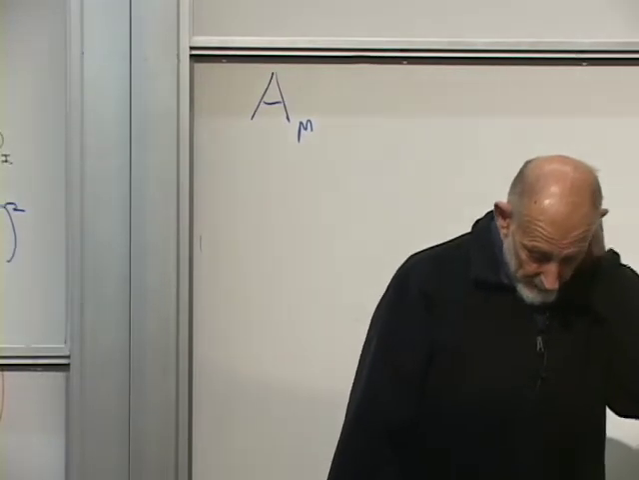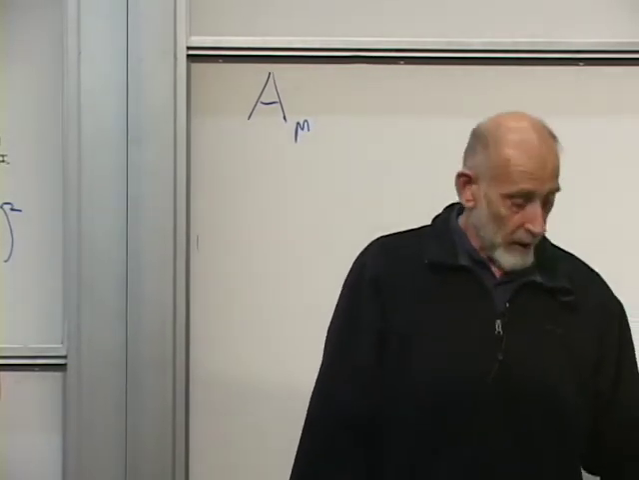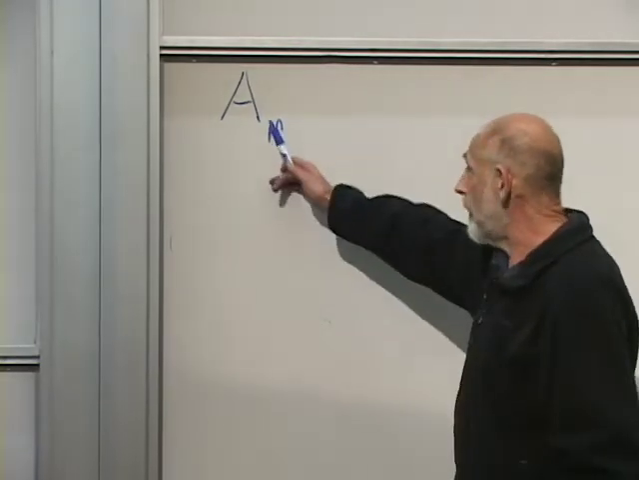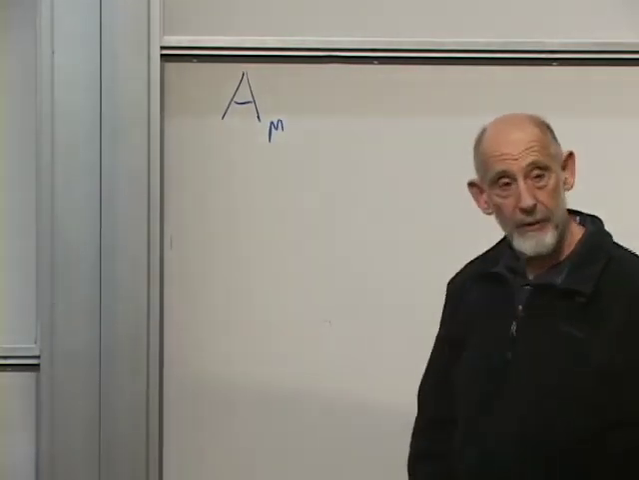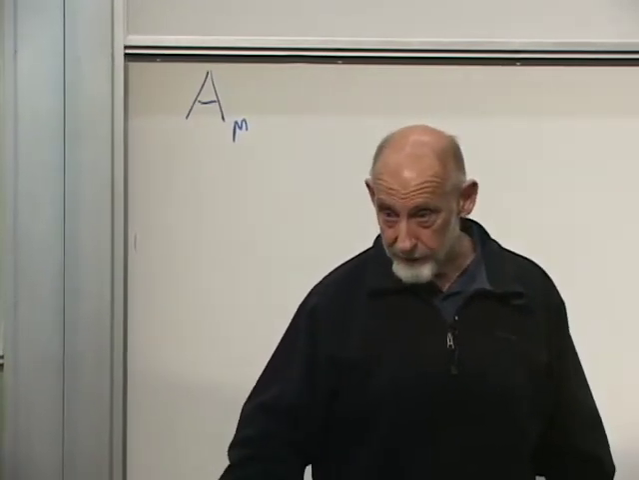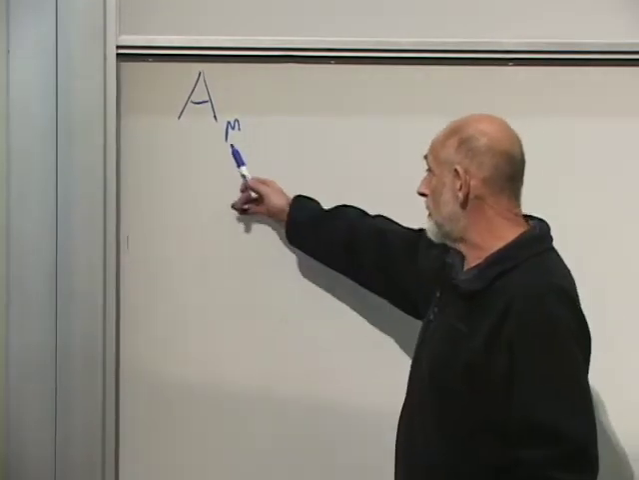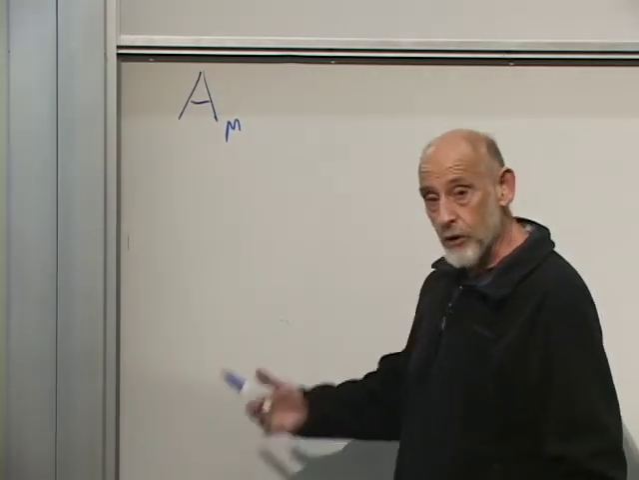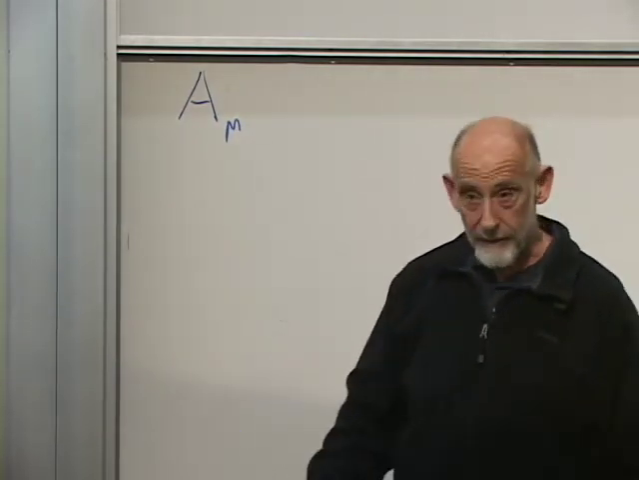I'll just remind you quickly what the connection is. First of all, the time component of A is the electrostatic potential. Its gradient in space is the electric field. The space components of A form a three vector, and the curl of that three vector is the magnetic field.